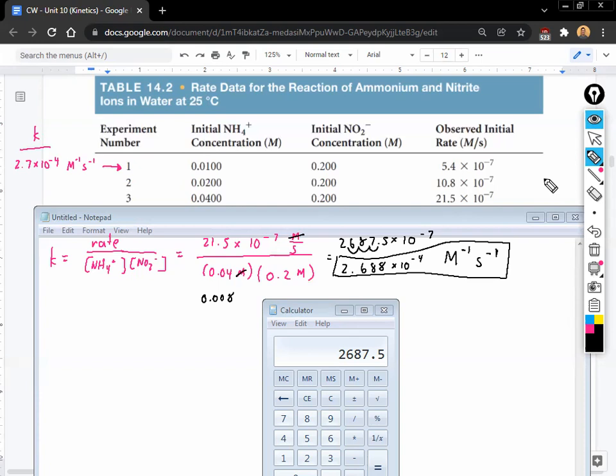Sorry, what was that? Could the units be liters over seconds? Liters over seconds times, and then moles on the bottom as well. Yeah, but you want to keep it in molarity, and so this is just a general way of writing. But yeah, you are correct.